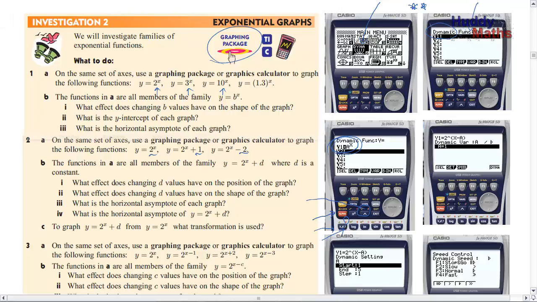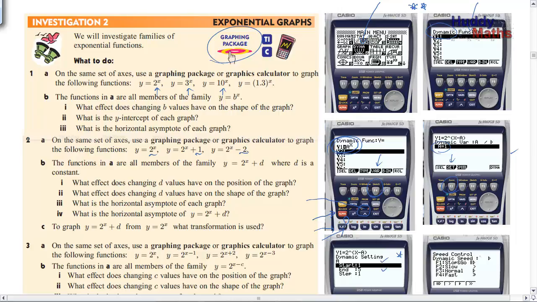Okay, let's do that. So now what we want to do is to hit F4 because I want to choose var. So hit F4 and we get this window. And we want to start at A is 1, so put in 1 there. And then hit the set button here, which is F2. And we get this here, dynamic setting. Tell it to start with an A of 1 and end with 5.